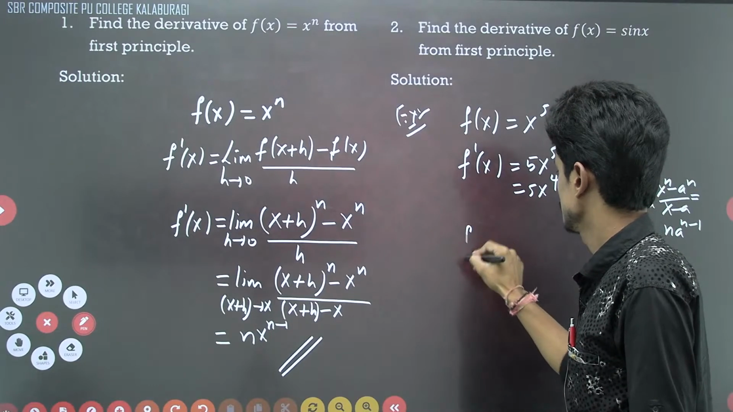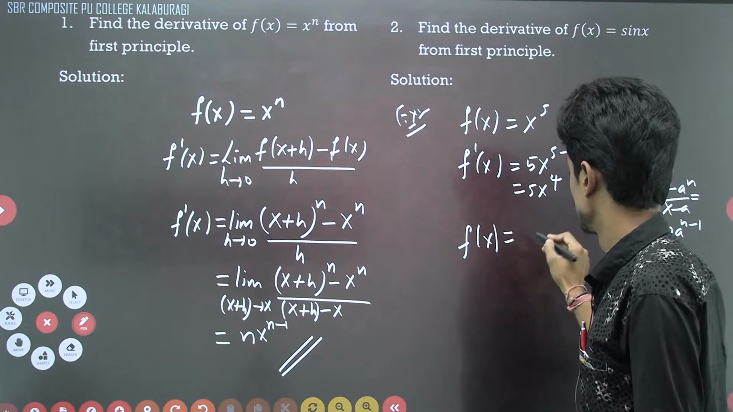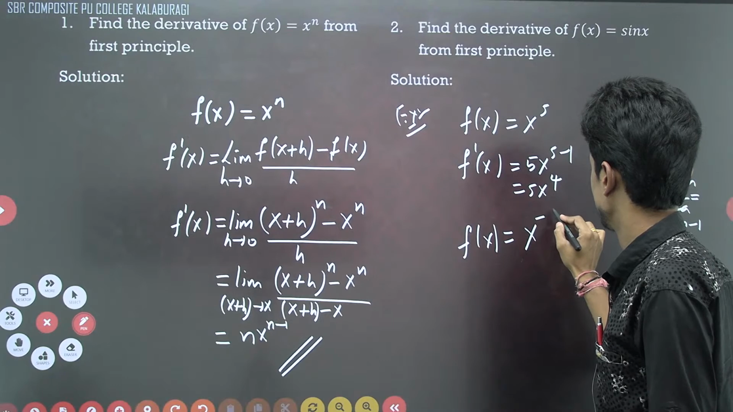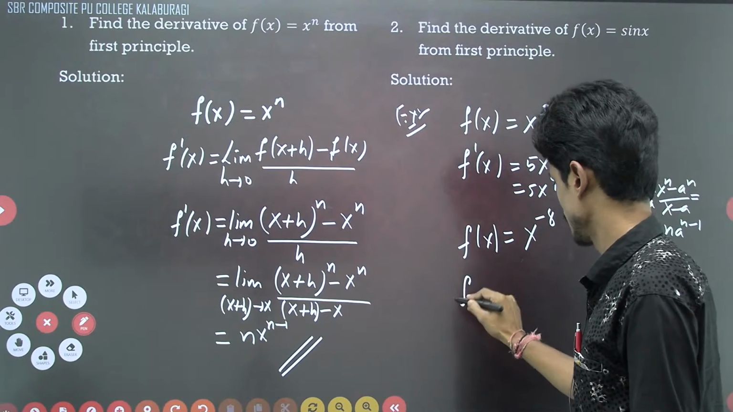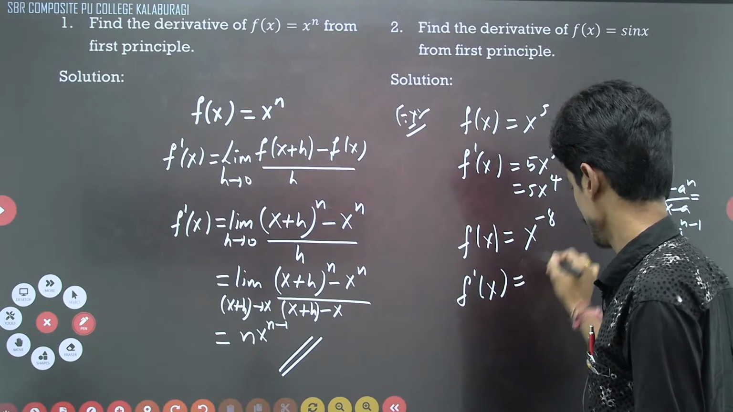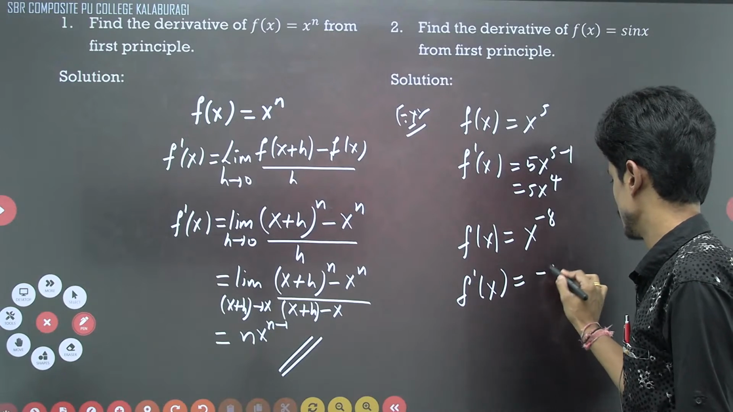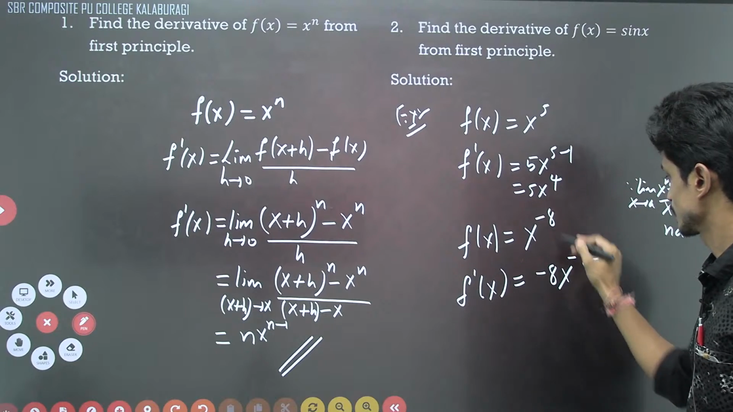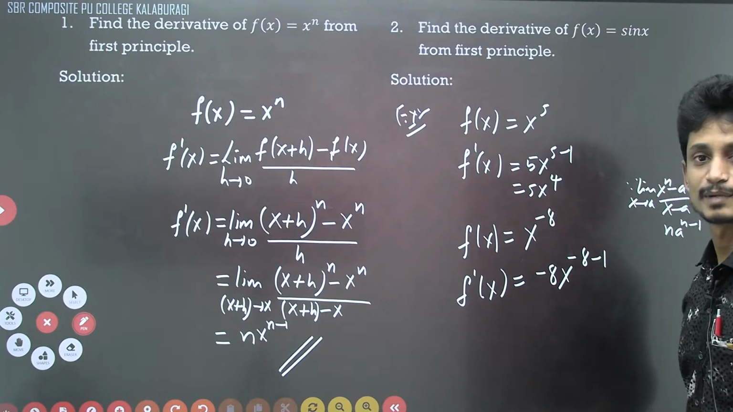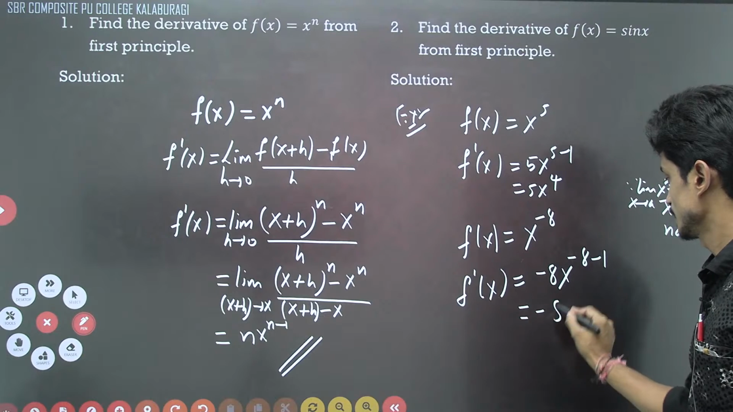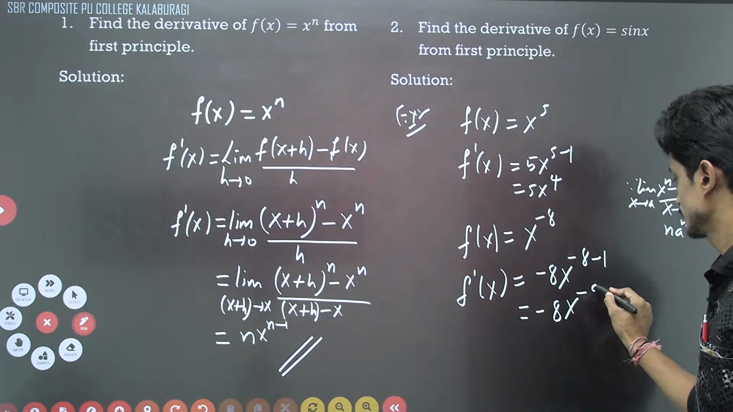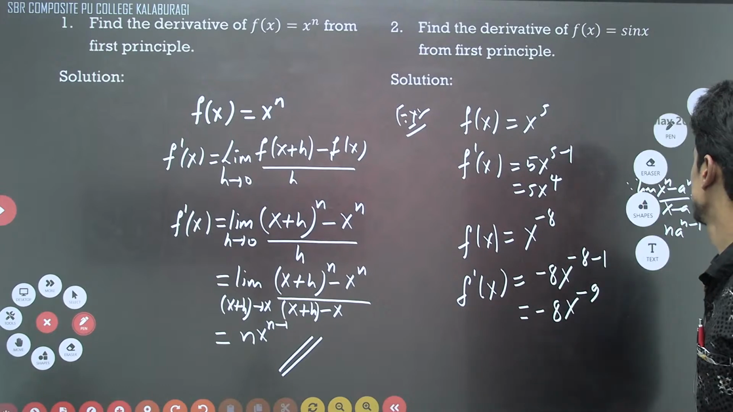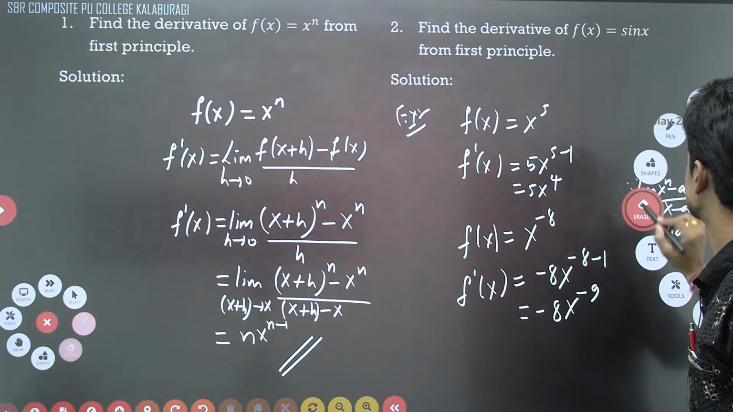Now, f of x is equal to, for example, x power minus 8. Then what is f dash of x? f dash of x is equal to minus 8 into x power minus 8 minus 1, that is n into x power n minus 1. It should be minus 8 into x power minus 9. This is our required result. I hope you understood this concept. Clear?